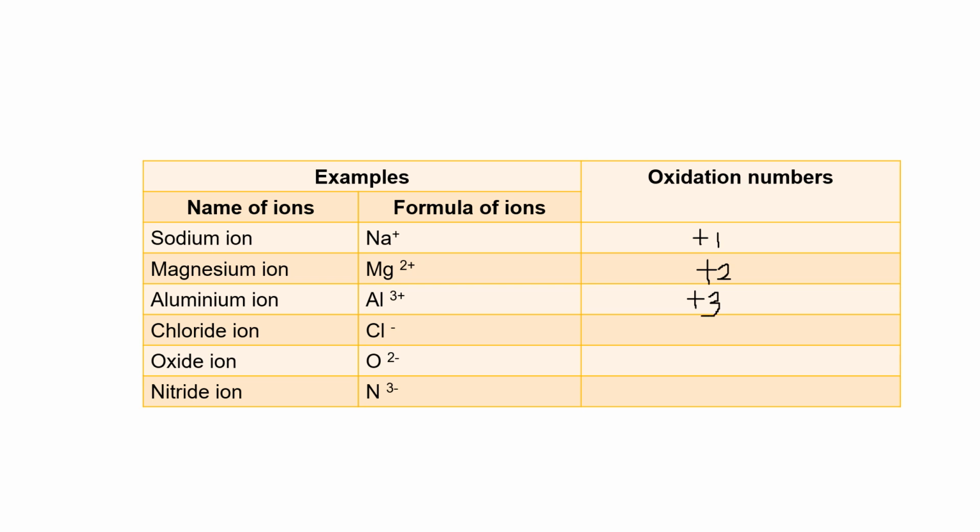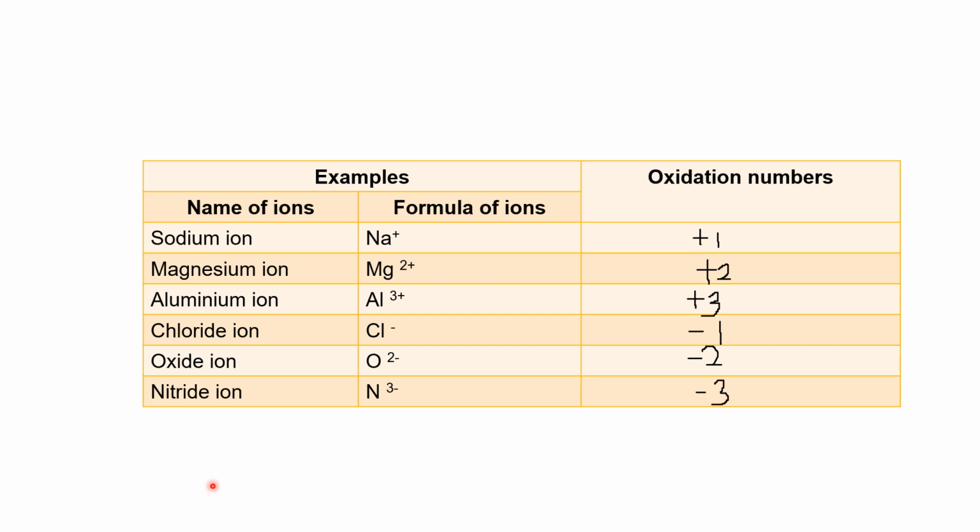Chloride ion: the formula of the ion is Cl-, which means negative 1. So the oxidation number for chloride ion is -1. Oxide ion: the formula is O2-. So the oxidation number for oxide ion is -2. While for the nitride ion, the formula is N3-. So the oxidation number is equal to -3.